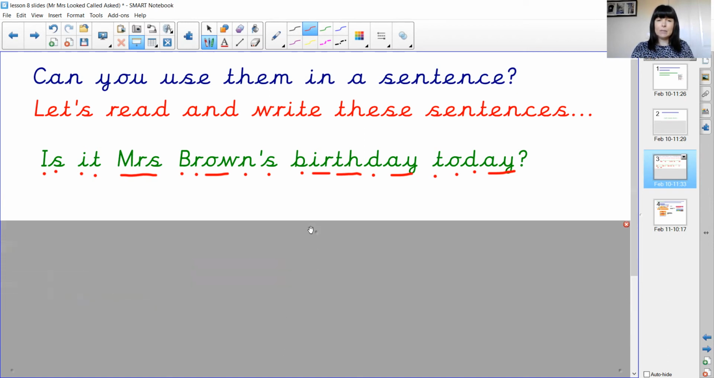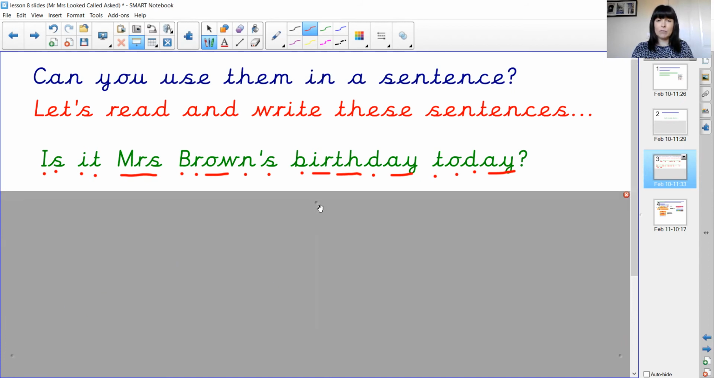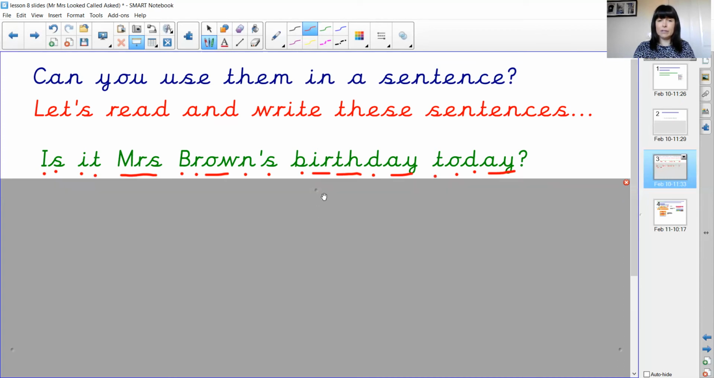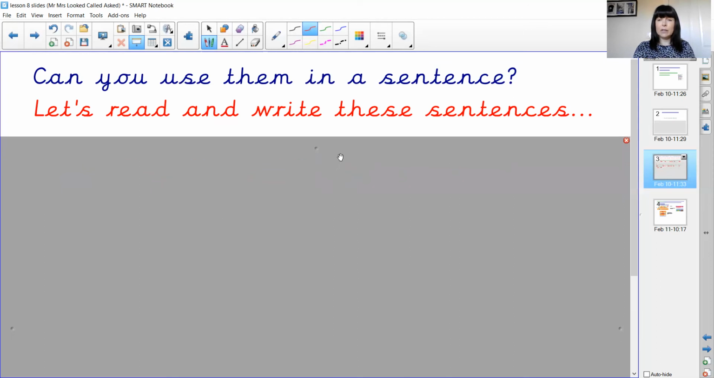So I'm going to go back up to this sentence here, and we're going to have a go at writing it. So we're going to read it through one more time together. I'm going to cover it over, read it again, and then you can pause the video to have a go at sounding those words out really carefully and have a go at writing it. Is it Mrs. Brown's birthday today? Is it Mrs. Brown's birthday today? Right, let's cover it over. Say it one more time. Is it Mrs. Brown's birthday today?